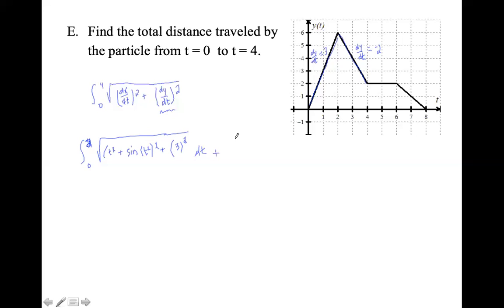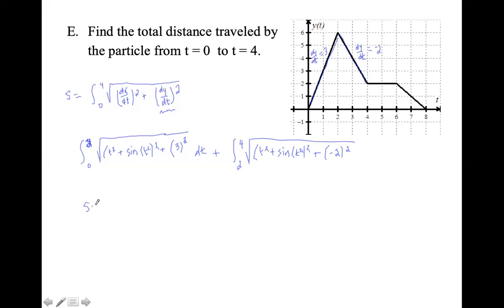Plus, I'm going to need the second integral, which is going from 2 to 4. And this time I have the square root of, and our x doesn't change, it's still (t squared plus the sine of t squared) squared. But this time our slope is negative 2 for dy/dt. So I have (-2) squared. Again, this is a calculator problem. You can use your calculator to evaluate those. Again, this is our arc length, which we split into these two.